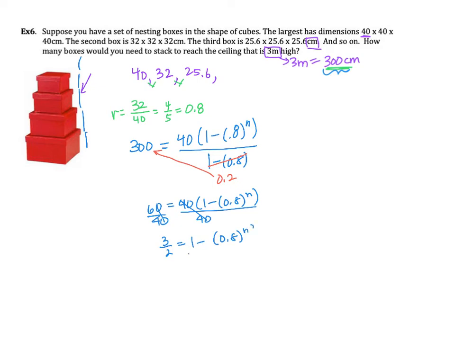So now I'm going to subtract 1 from both sides, right? So this cancels. So I see on my right-hand side I have negative 0.8 to the nth power, and this is 1.5. 1.5 minus 1 is just 1/2.